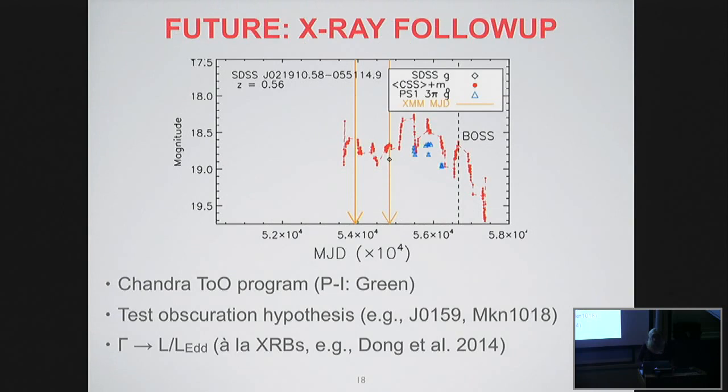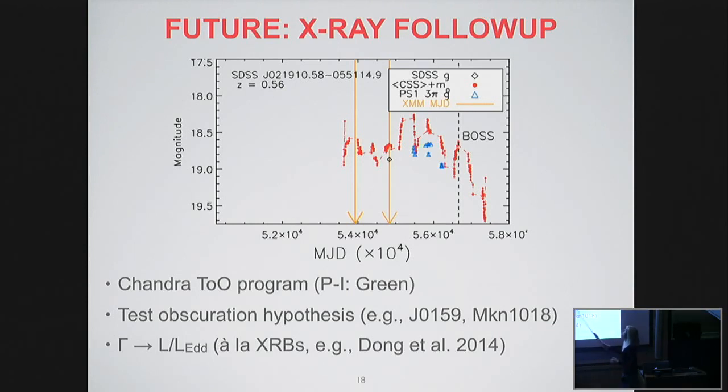So for the future, we would like to test the obscuration scenario. One way we're going to do this is to obtain follow-up X-ray observations for changing look quasars that have been previously observed in the X-rays in the opposite state. So for example, here's a changing look quasar candidate. We still need to observe it in the optical to get a spectrum to see if it's actually changing its appearance in the broad Balmer lines.